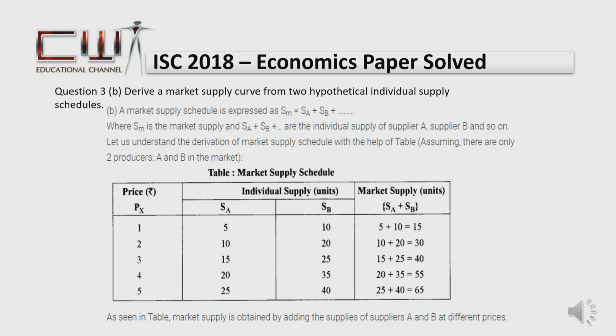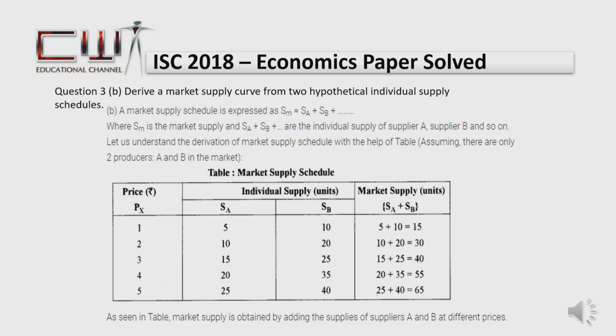Derive a market supply curve from two hypothetical individual supply schedules. A market supply schedule is expressed as the supply of A commodity, B commodity, C commodity, and so on. And SM is the market supply curve, and SA and SB are the individual supply of supplier A and supplier B, and so on. Now let us understand the derivation of market supply schedule with the help of the table.